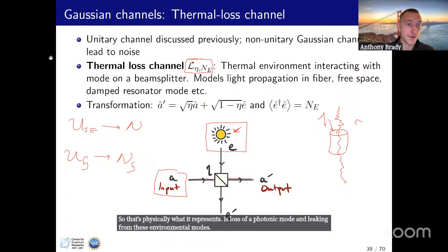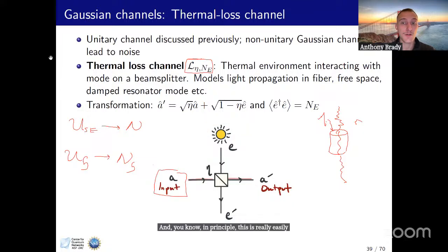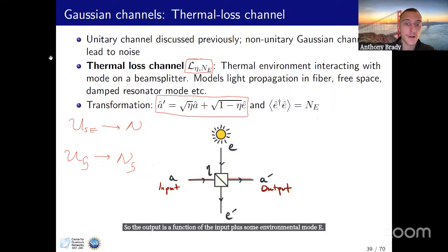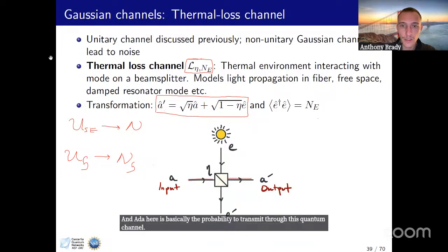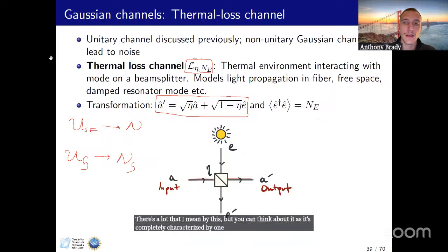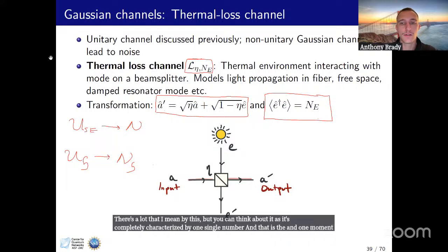But in principle, this is really easily described by just some environment mode interacting with our system mode on a beam splitter. So it's quite nice. And in the simplest case, it's described in a Heisenberg picture as follows. The output is a function of the input plus some environmental mode E. And eta here is basically the probability to transmit through this quantum channel. Okay. And E here we'll take to be some thermal state. When I say thermal state, there's a lot that I mean by this, but you can think of it as completely characterized by one single number, N_E, which is the number of photons in the state, and one moment, which is the second moment here, a quadratic product of A's and A daggers.